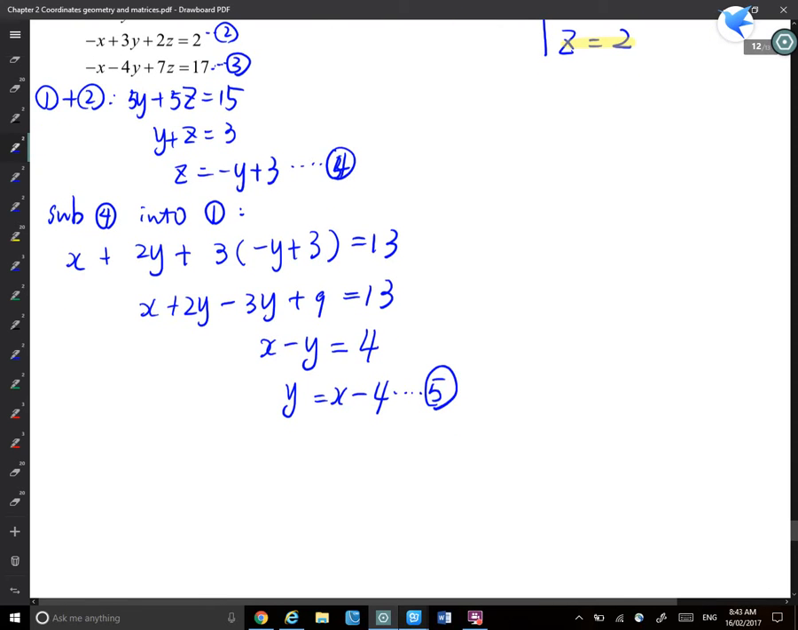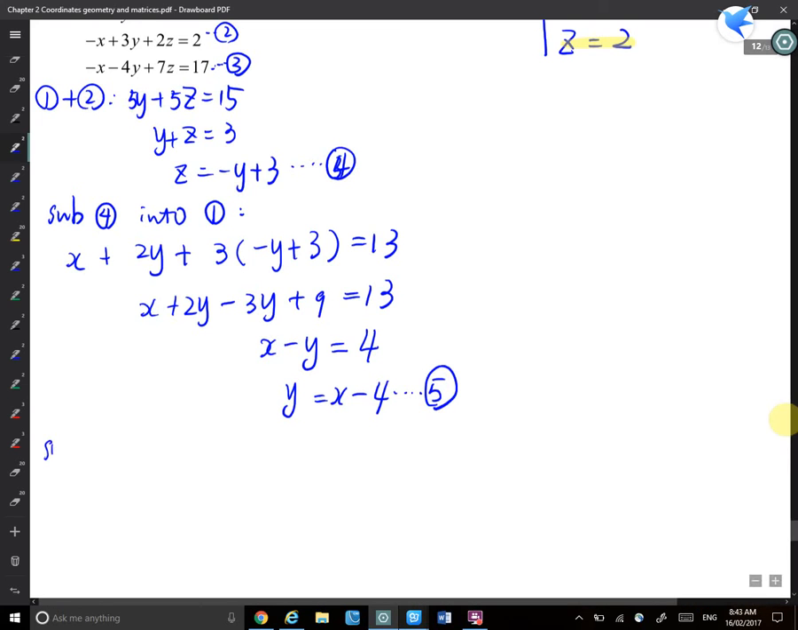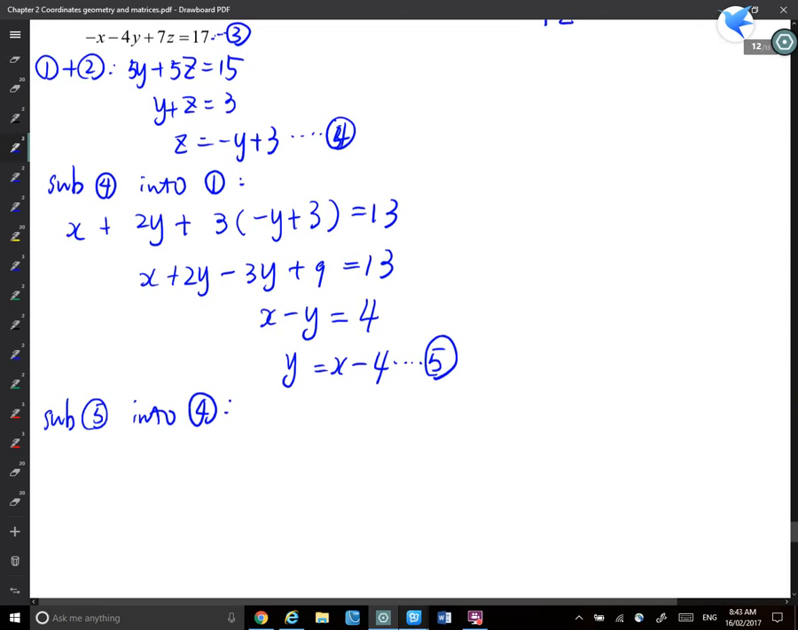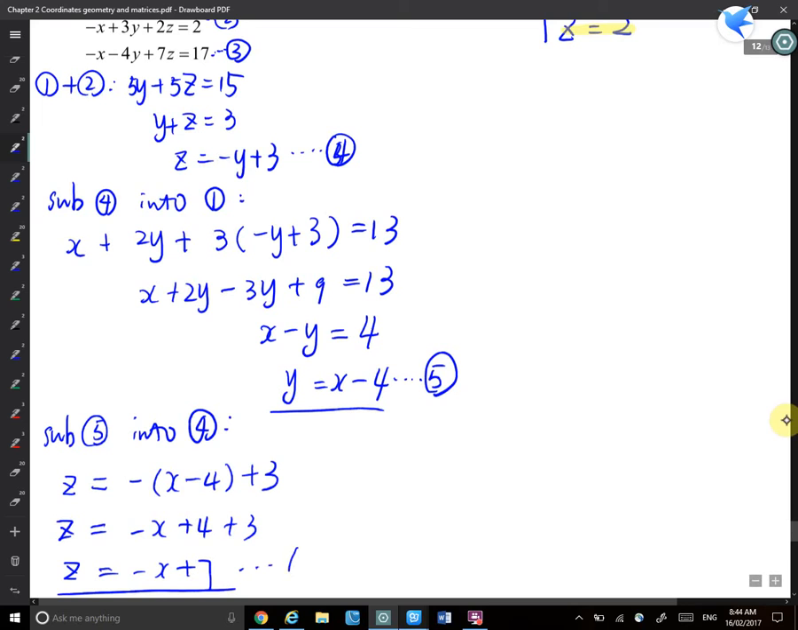Okay, so your z is in terms of y and your y is in terms of x. I want everything in terms of x, so I will sub equation number 5 into number 4. If you put 5 into number 4, z equals minus x minus 4 plus 3, z equals minus x plus 4 plus 3, and z equals minus x plus 7. Now you have y in terms of x and z in terms of x. Let's say that's equation number 6.